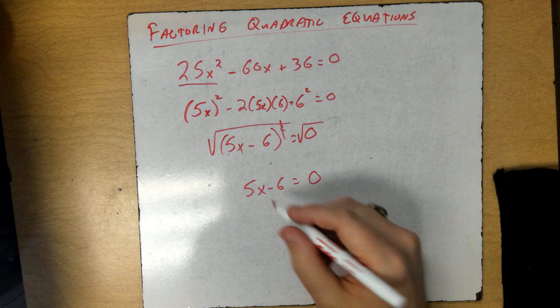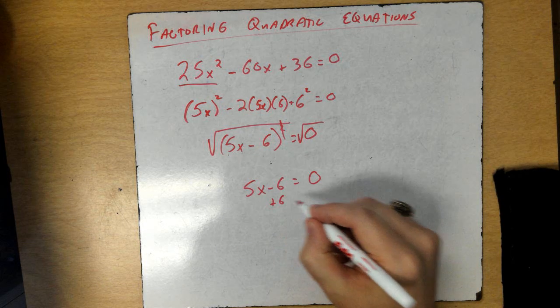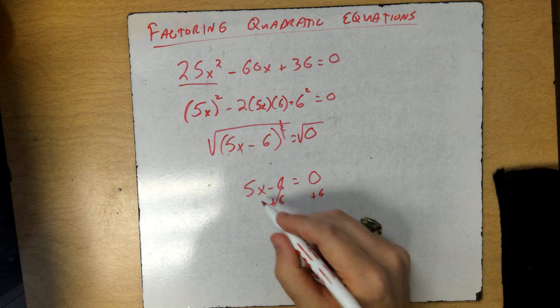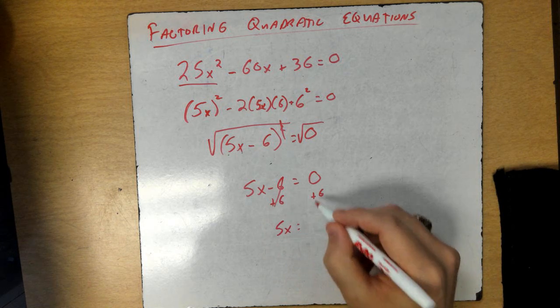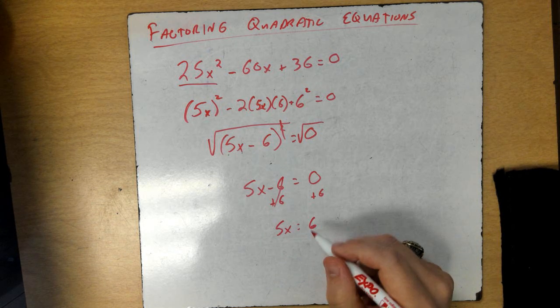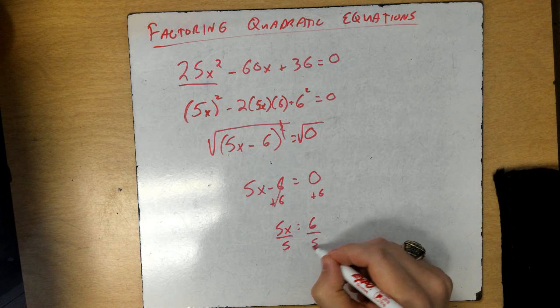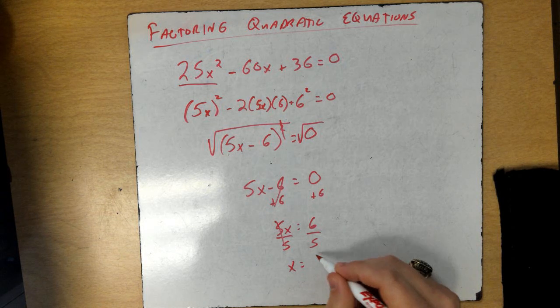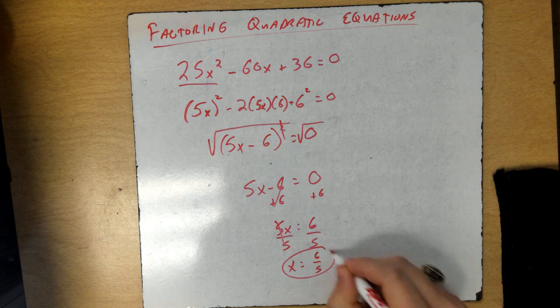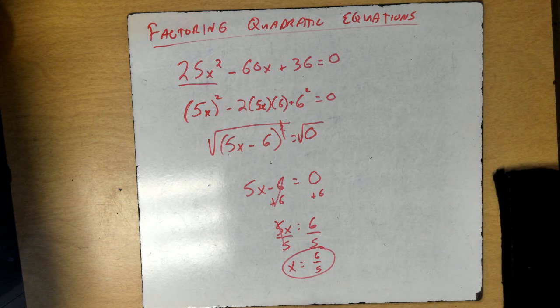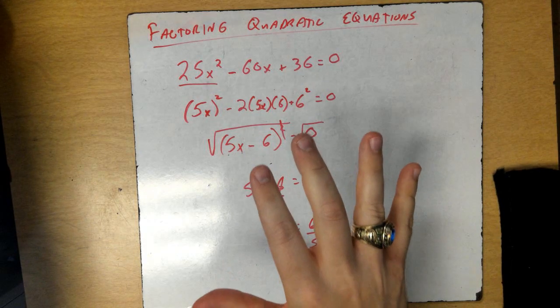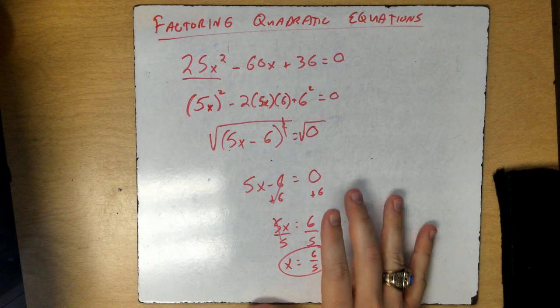Solving for x, two-step equation. We got to move this 6, so we're going to add 6 to this side here. Bring down our 5x, and 0 plus 6 is 6. And then we're going to divide each side by 5. And x equals, we can just leave this as a fraction, 6 over 5. Confusing? Possibly, yes. I know, I see that, okay?